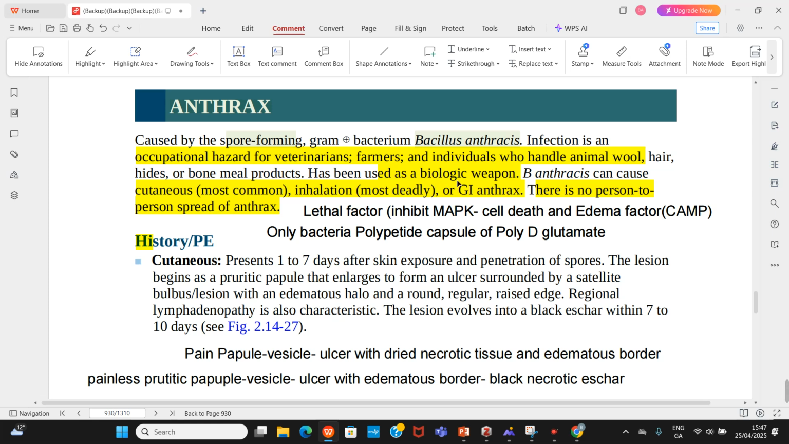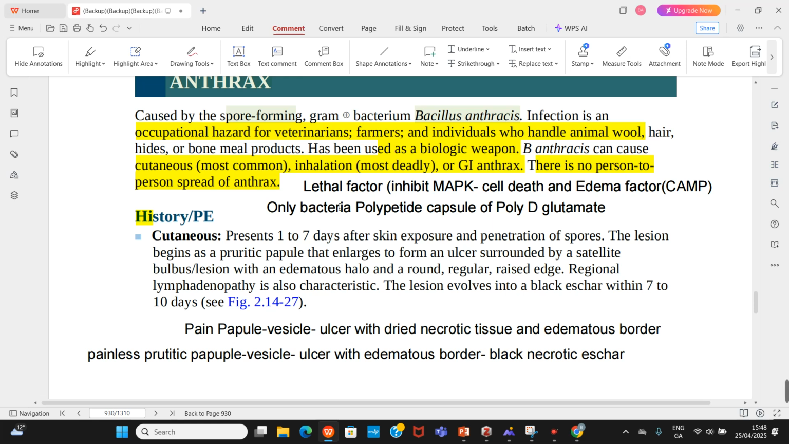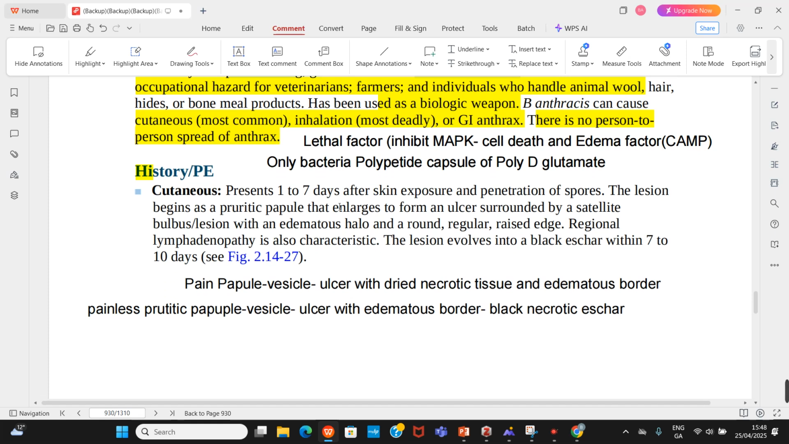So it's used as a biological weapon. They take all the spores, they spray it to the enemies. Once the enemies inhale it, they develop pulmonary anthrax and they start dying, because the inhalation, which is the pulmonary one, is the most deadly. So mind you, there's no person-to-person spread. You can't spread it by contacting somebody.